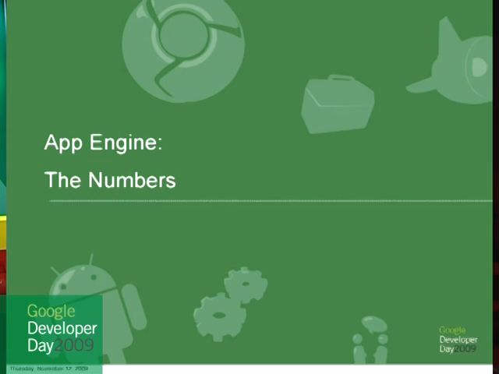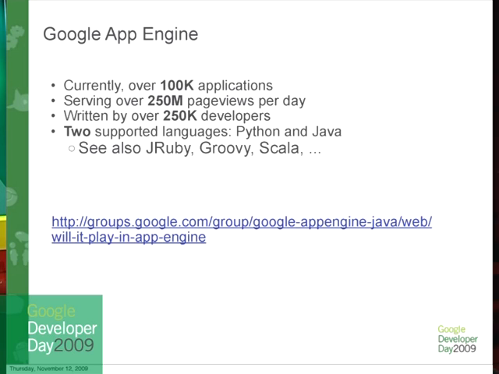So let's just talk about AppEngine numbers where we stand today. We have about 100,000 applications deployed on AppEngine today. It's probably a little bit more. Each day, the entire platform serves about 250 million page views. That's across all applications. And there are about 250,000 developers that maintain these applications.